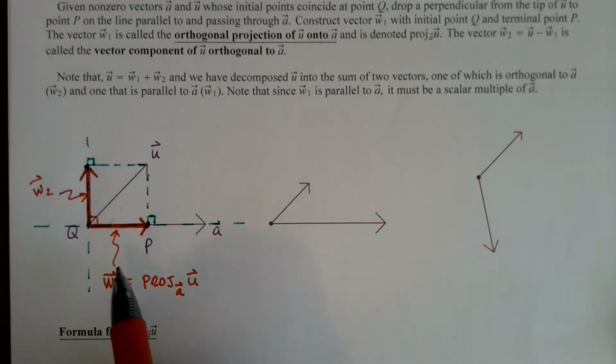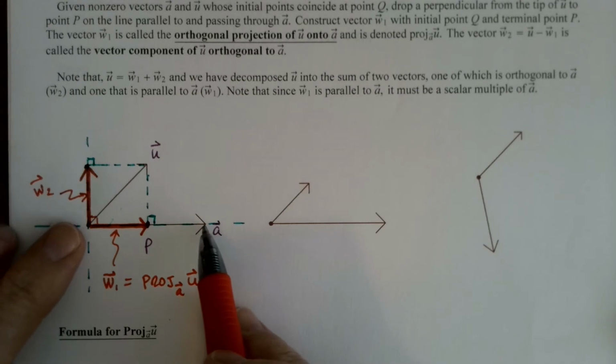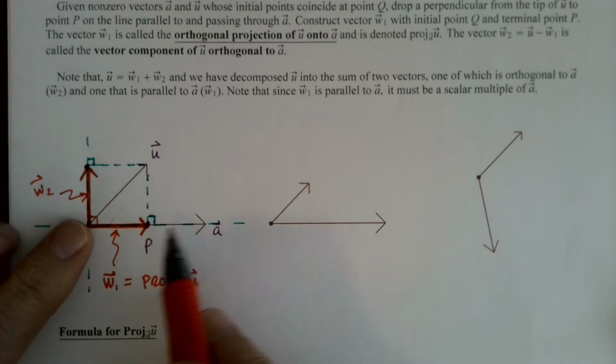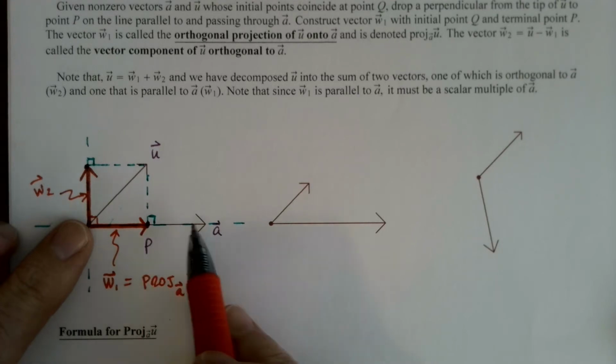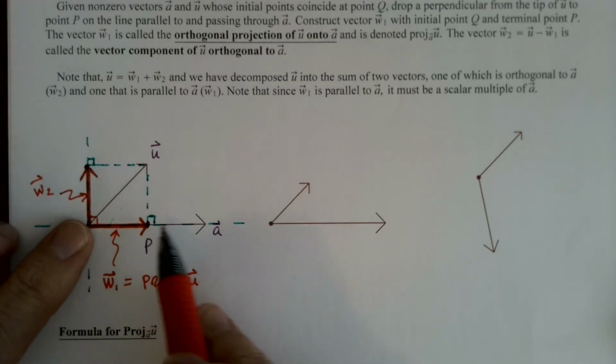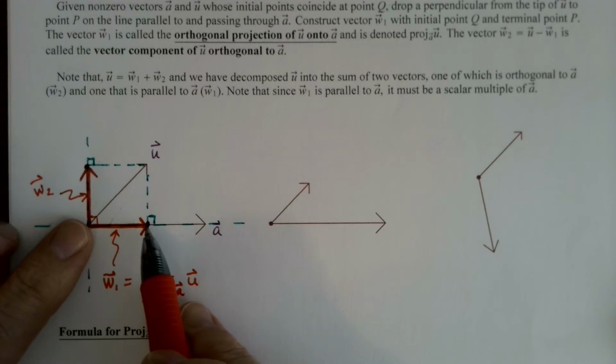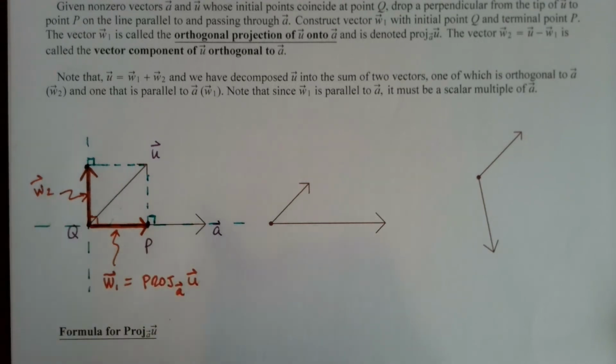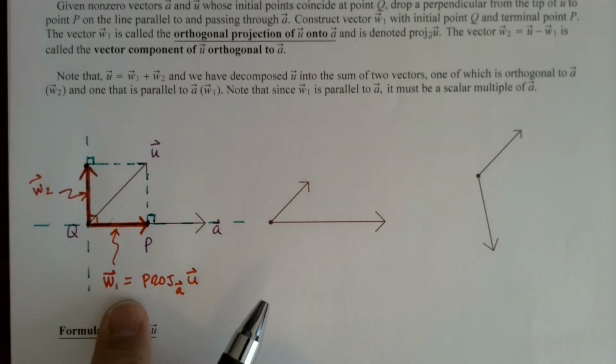right? In this case, notice the scalar multiple. Here's the vector A, here's the projection of U onto A, and therefore the value of that scalar multiple must be some value less than 1, because the length of the vector is shorter than the vector A length. They're pointing in the same direction though. Okay, before I give the formula, I want to look at a couple of examples where I just want you to be able to draw the projection of U onto A like I've done here.